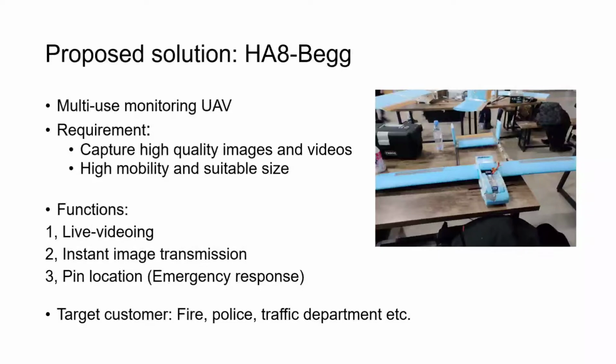The functions are live videoing, instant image transmission, and pin location, where pin location is mainly used for paramedics and firefighters to do some rescue missions. The UAV can estimate how serious a car accident is and arrange an appropriate number of paramedics and firefighters to the scene to help the citizens.